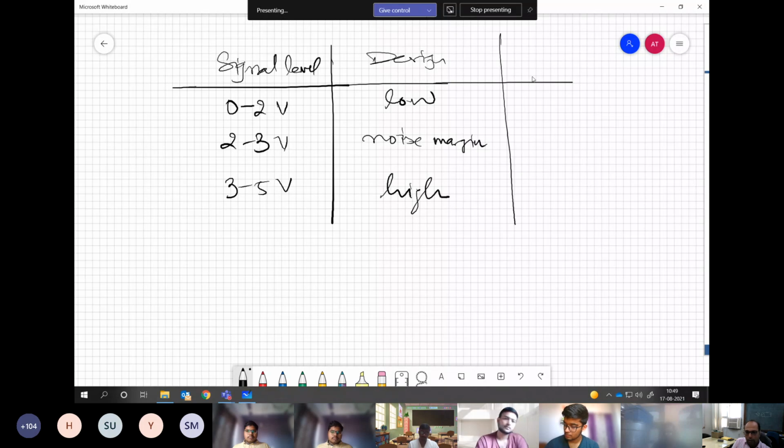So our binary logic value is 0 for this 0 to 2 volt and is 1 for 3 to 5, and in this zone it is undefined.